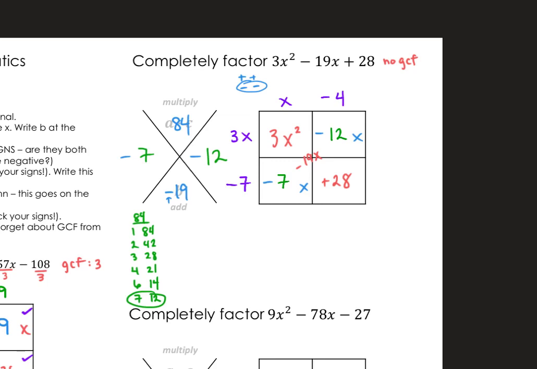Then we should check using multiplication. So 3x times x is 3x squared, negative 4 times 3 is negative 12x, x times negative 7 is negative 7x, negative 4 times negative 7 is positive 28, and then check that the two diagonals add to make the middle, and since they do, we know that our factors are correct. So this is going to be 3x minus 7 and x minus 4.